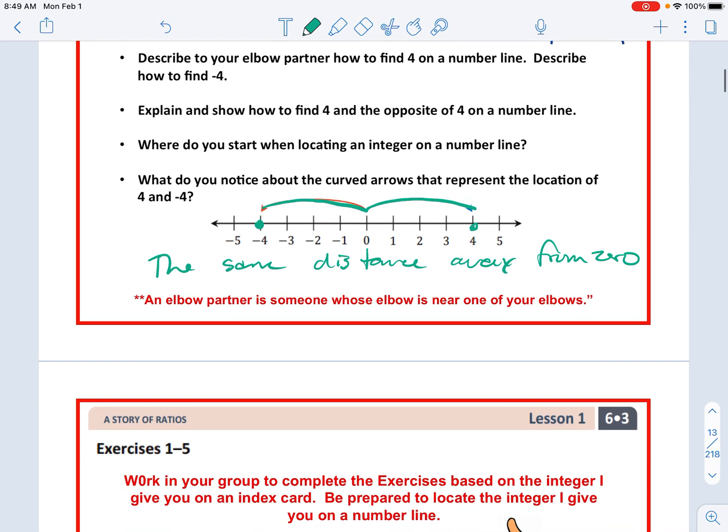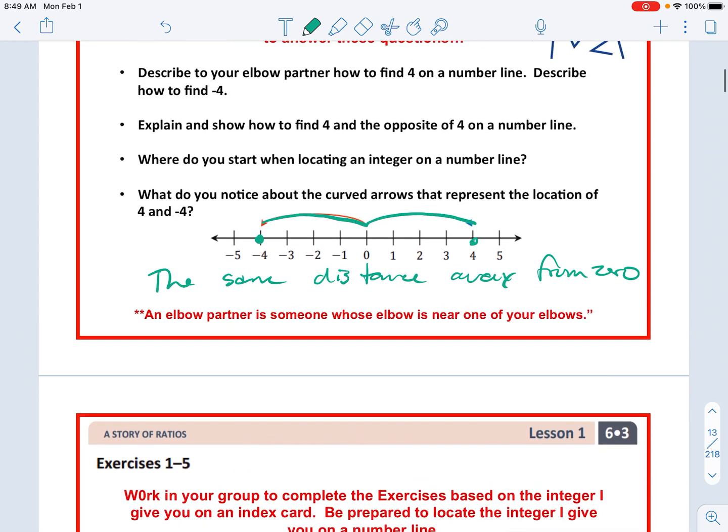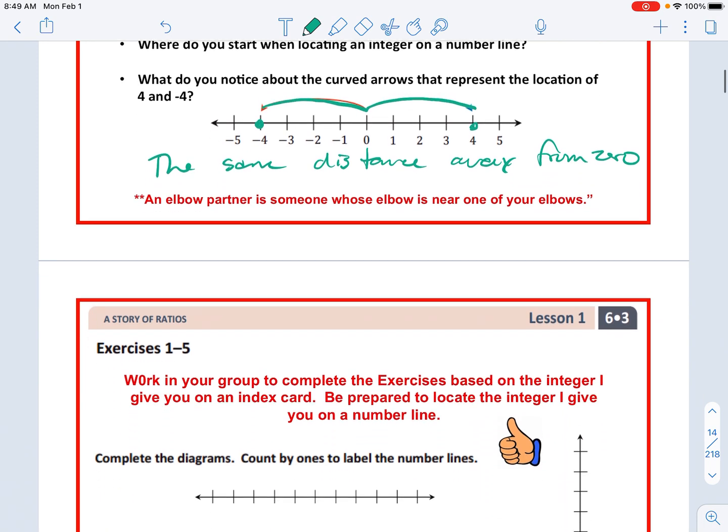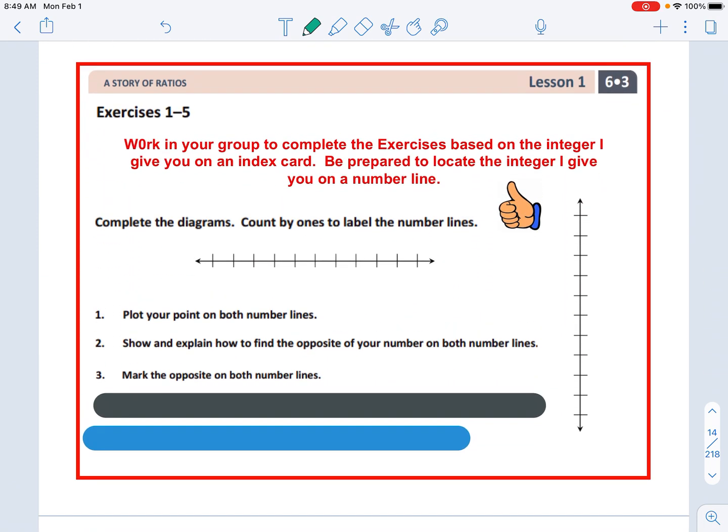So where do we start when locating an integer on a number line? Well, we start at 0 and then we count to that number. Starting at 0, counting 4 units to the left, we're going to find negative 4. Counting 4 units to the right, we're going to find positive 4. So those are just some techniques to working through a number line. Let's look at exercises 1 through 5.